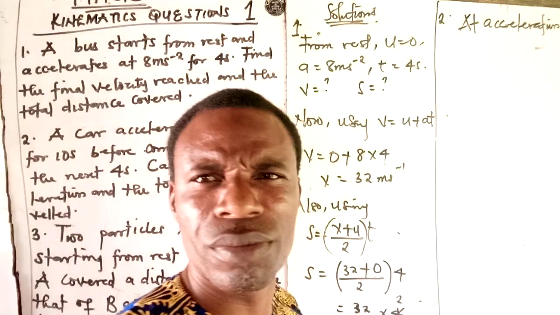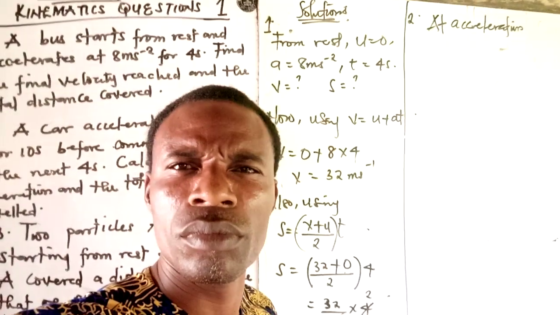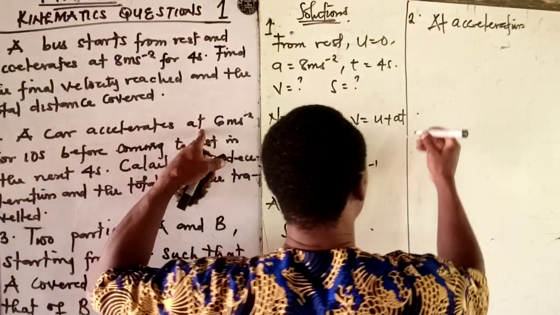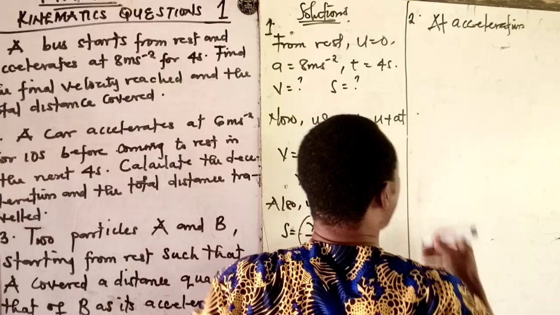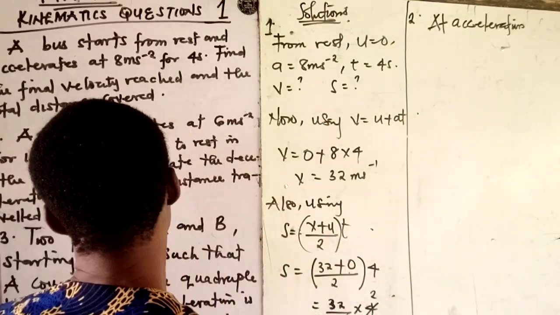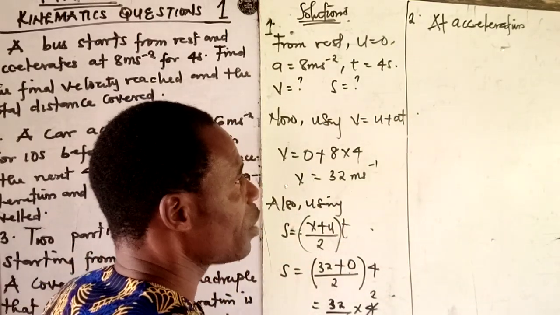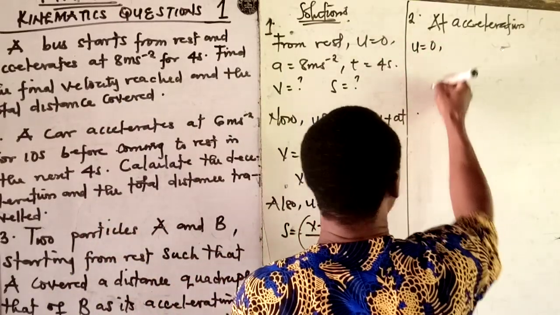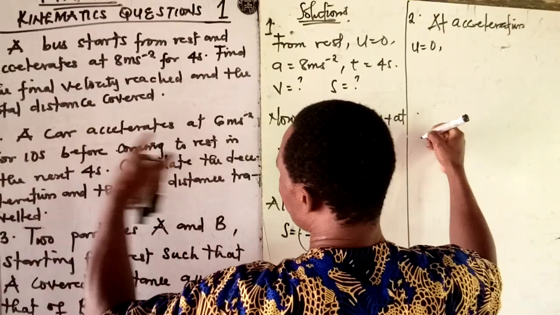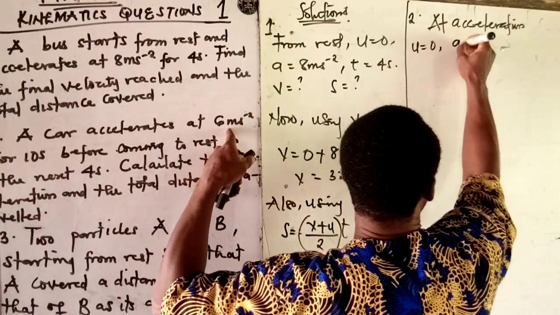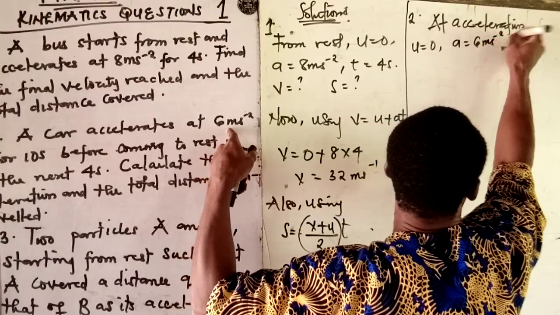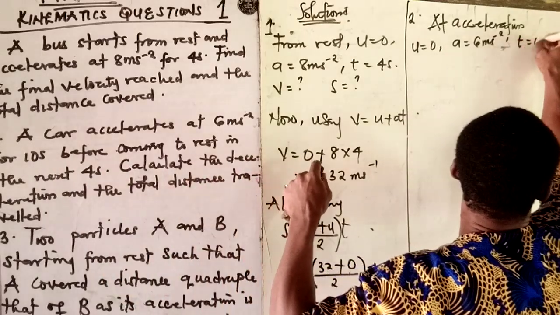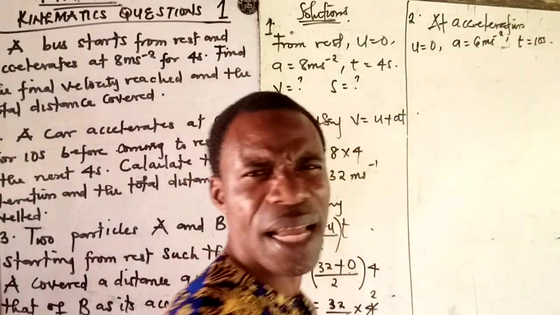At acceleration, a car accelerates at 6 meters per second squared. When it accelerates, it's from rest. So when it is from rest, what do we have? Your u is 0. Then, what do we have? A is 6 meters per second squared, for 10 seconds. Time is 10 seconds.